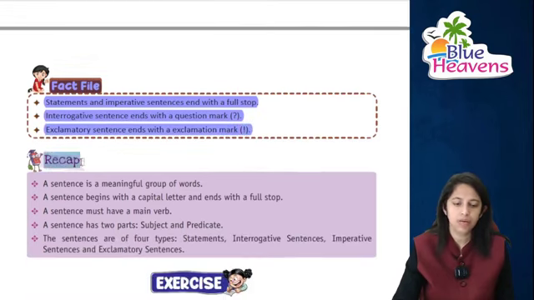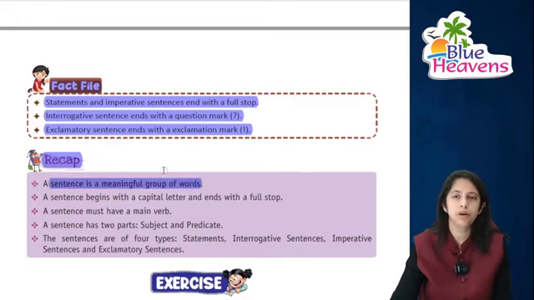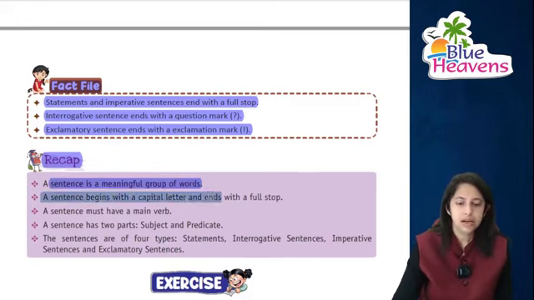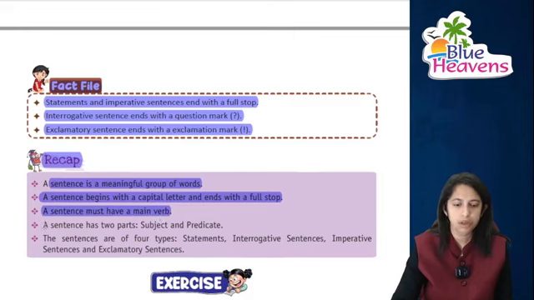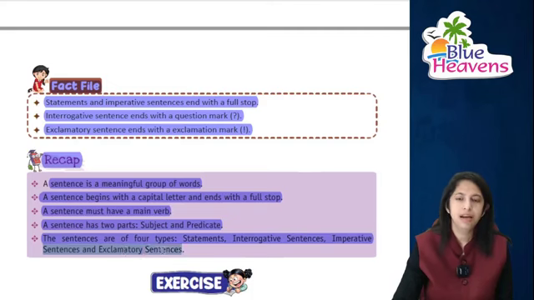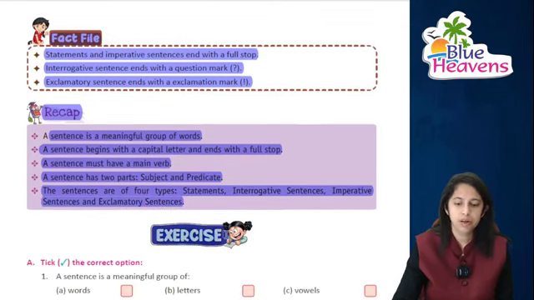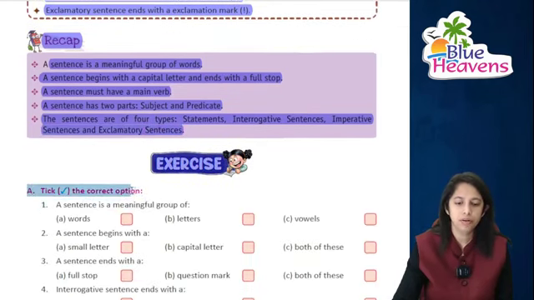There is a short quick recap. Sentence is a meaningful group of words. We all know group of words को मिला के एक sentence बनता है. Sentence हमेशा begin करता है capital letter से and it ends with a full stop. Sentence के पास एक main verb होती है. Sentence has two parts, subject and predicate. Sentence के पास four types होते हैं: statement, interrogative sentences, imperative sentences and exclamatory sentences. Moving on to the exercise, now we'll take the correct options, right?